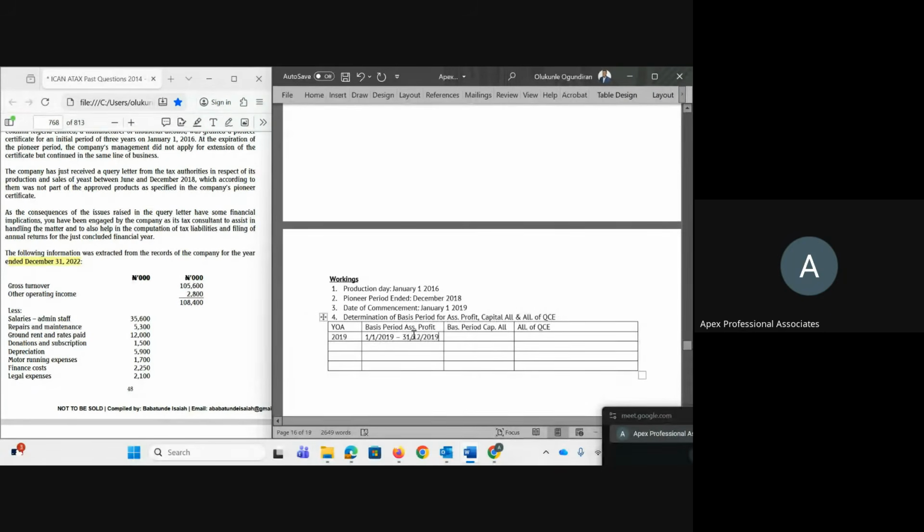Now, in 2020, there will be no basis period because we are transitioning to the new rule. Is that correct? In 2021, it should then be 1/1/2020 to 31 December 2020. 2022, then you have 1/1/2021 to 31 December 2021, and then finally you have 2023, which is the year we're actually talking about. That will be 1/1/2022 to 31 December 2022.